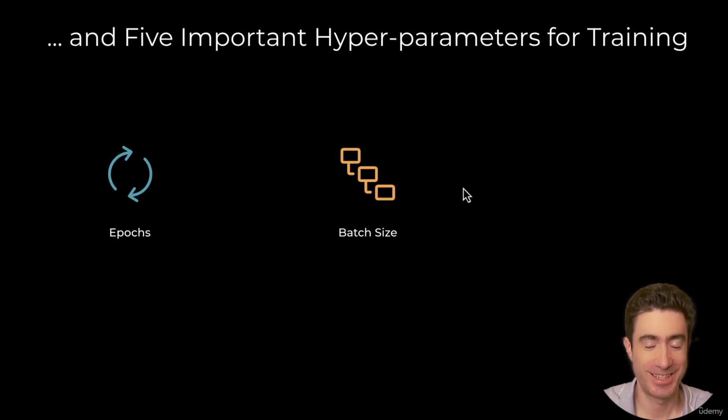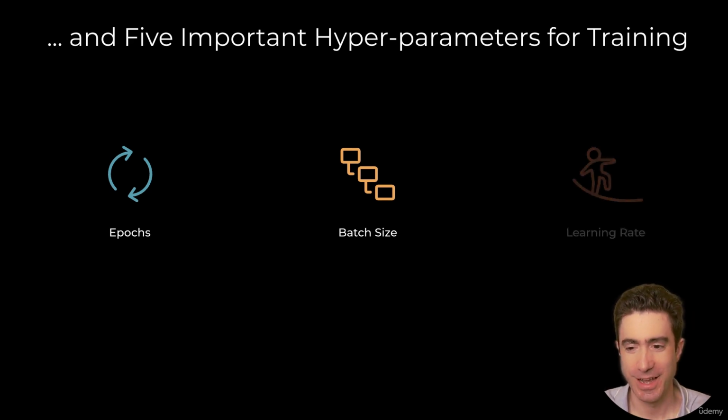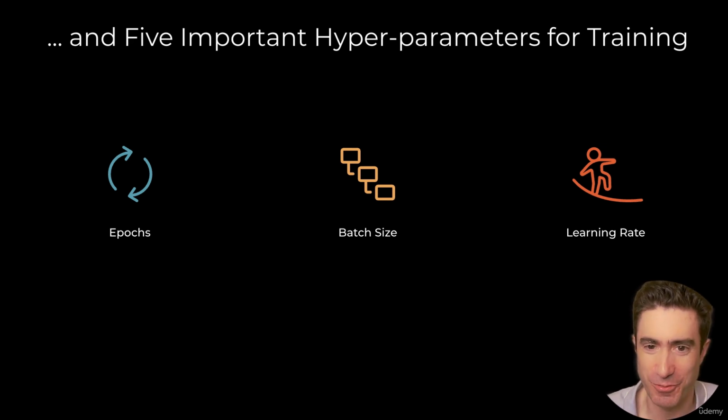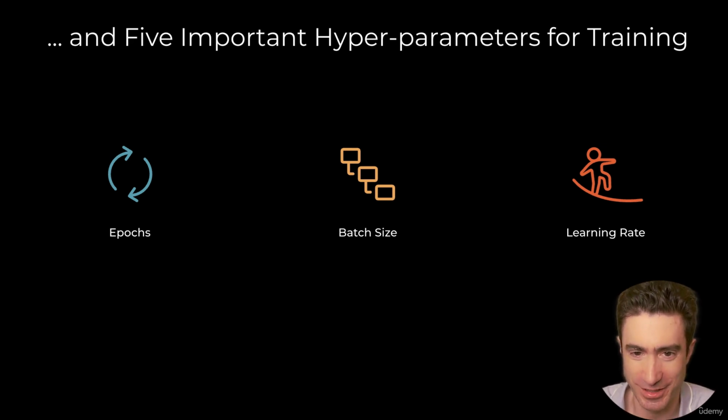Continuing our adventure through hyperparameters for training, the next one is pretty crucial, and it is called learning rate. And again, many data scientists amongst you will know this one only too well.